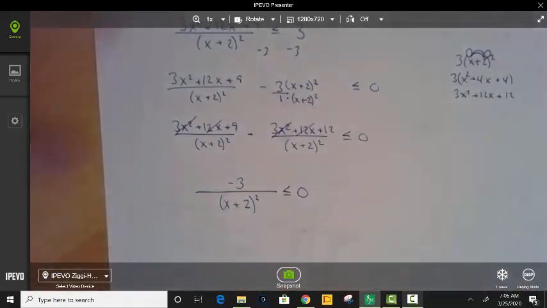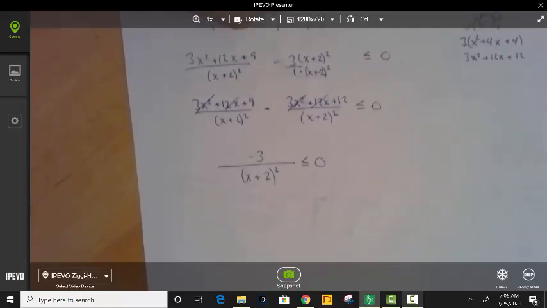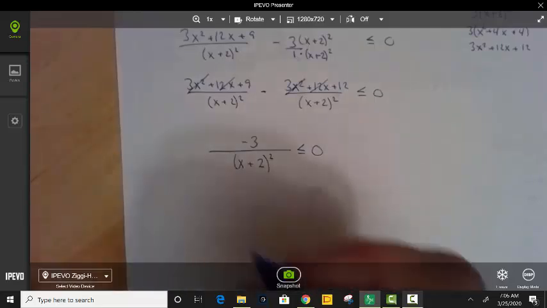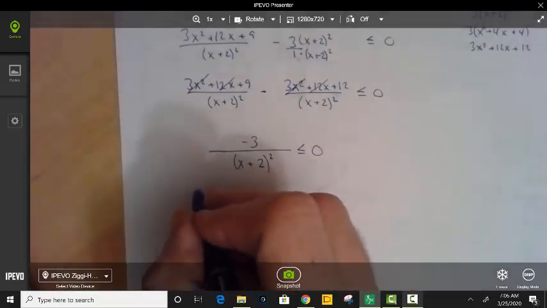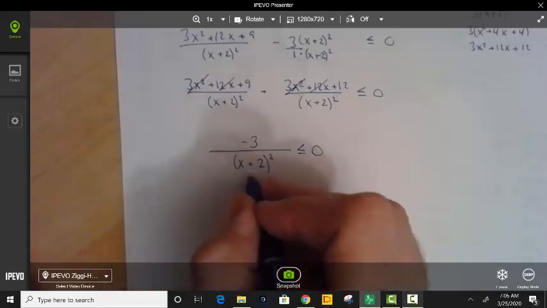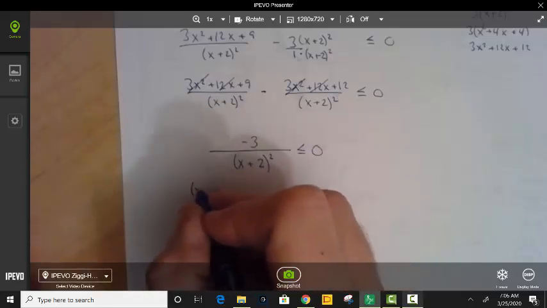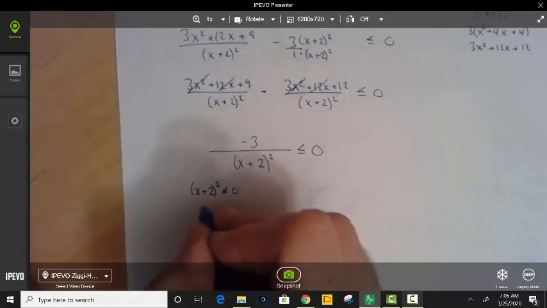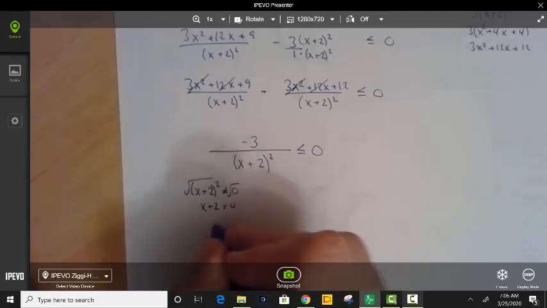Okay, so now on this one, this is saying less than or equal to 0. So we want to know when it is going to be negative or equal to 0. So we've got to find the excluded values. And the excluded values are going to be where your vertical asymptotes are. So you're going to say x plus 2 squared cannot equal 0. Square root. x plus 2 cannot equal 0, which means x cannot equal negative 2.